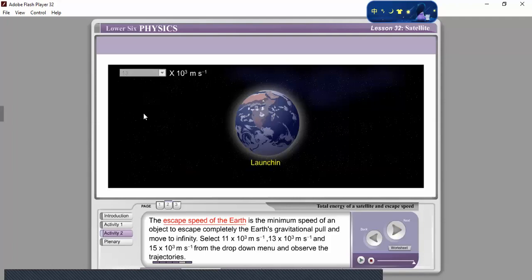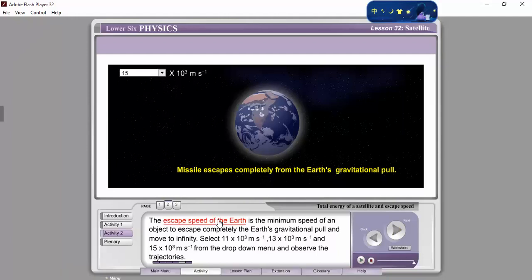So what will happen if 13? Missile escapes completely from the Earth's gravitational pull. That means that if the satellite is projected with the escape velocity or greater than the escape velocity, the object will escape totally from the gravitational pull.